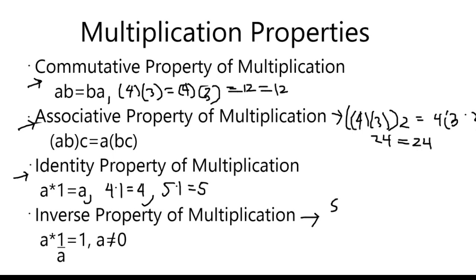So, inverse property of multiplication. A times 1 over A is always equals to 1. So, kung 1,000 times 1 over 1,000, always lang siya sa 1. So, A cannot be 0. 0 divided by 0 is undefined, which means it is wrong to do that. We can't do that.